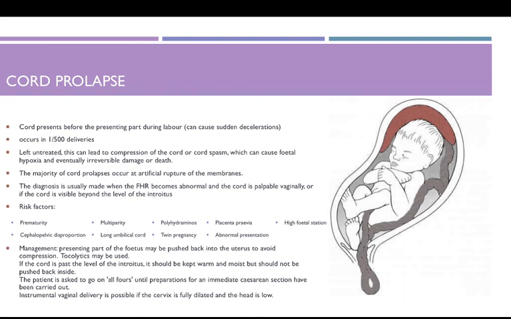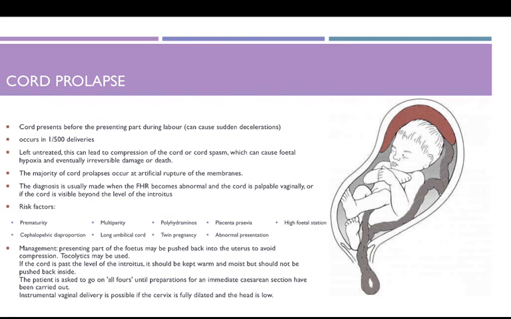The way that it's managed, so the presenting part of the fetus may be pushed back into the uterus to avoid compression. So it's really important that you don't try and push the cord back inside, because overhandling the cord can lead to cord spasm, which can reduce the blood flow to the fetus and cause fetal hypoxia. So what's usually done is if the cord is past the level of the vaginal opening, it should be kept warm and moist, and it shouldn't be pushed back inside.